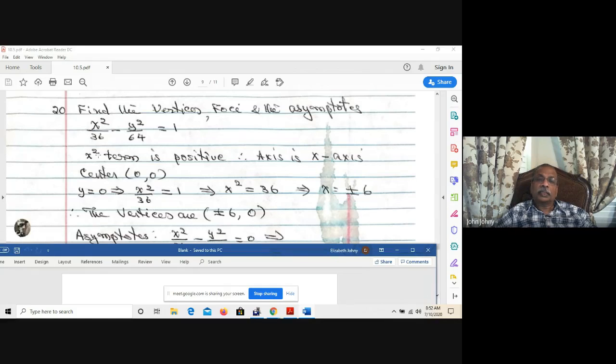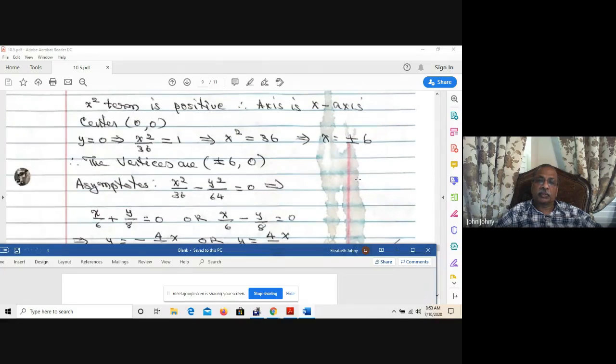We know that the axis is the x-axis. So vertices are on the x-axis. So set y is equal to 0, and you get x square over 36 is equal to 1. That is x square is equal to 36. X is equal to plus or minus 6. So the vertices are plus or minus 6, 0.